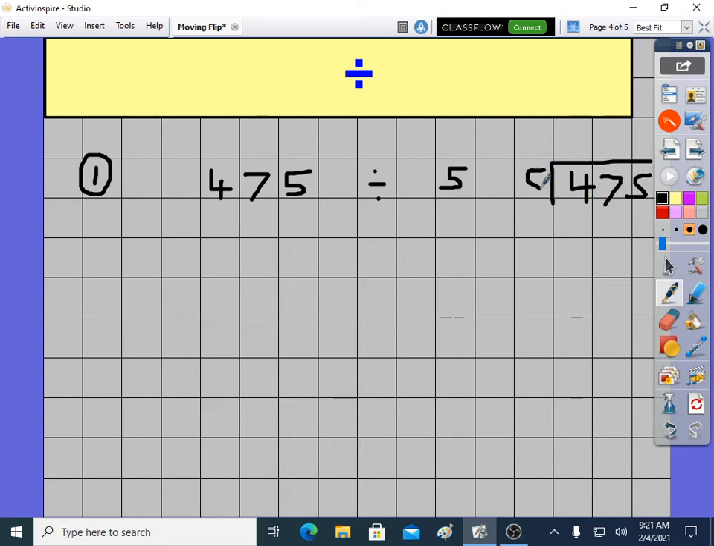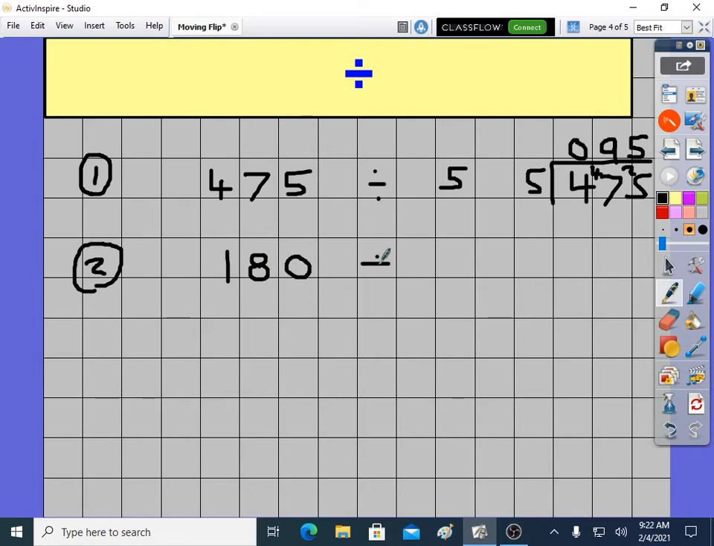You can get very fast at bus stops, of course, with a lot of practice. And I advise you to have a lot of practice. So that's one method we might use for division. But there are other methods, so you don't always want to do the bus stop.